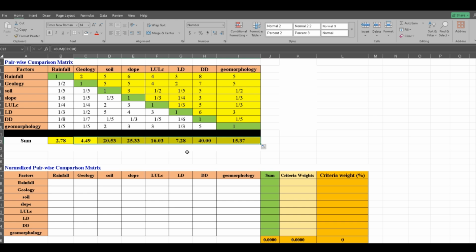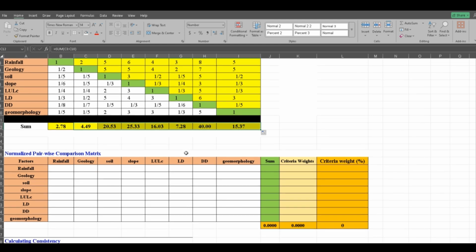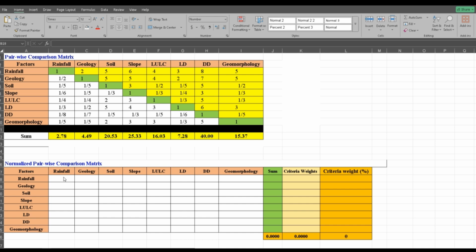Now, this is all about the pairwise comparison matrix. Again, we'll perform a normalized pairwise comparison matrix. Now, the second step is calculating the criteria weights for each criteria under the normalized pairwise comparison matrix. In order to calculate the criteria weights for each criteria, we have to calculate the value of each cell under the normalized pairwise comparison matrix.